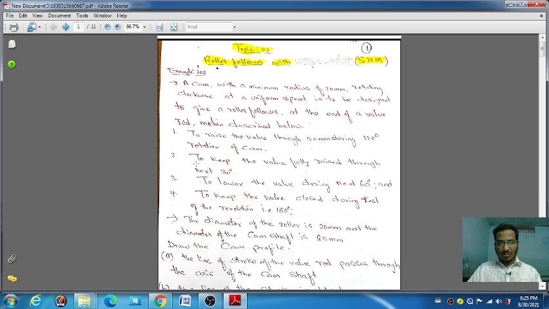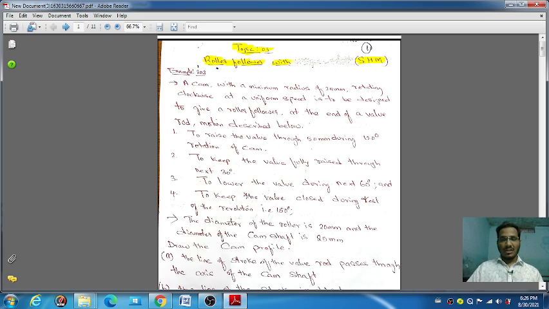The next one is to keep the valve fully raised through the next 30 degree. After the follower reaches 50 mm, it stays constant for some time. Then after that it will come back. That is called the return stroke. In different questions there can be different names, but you know very well, as I already told in the first problem: outstroke, dwell, return stroke.